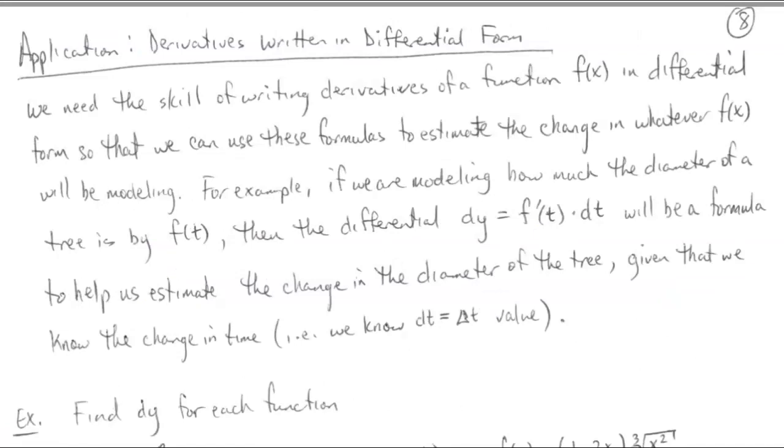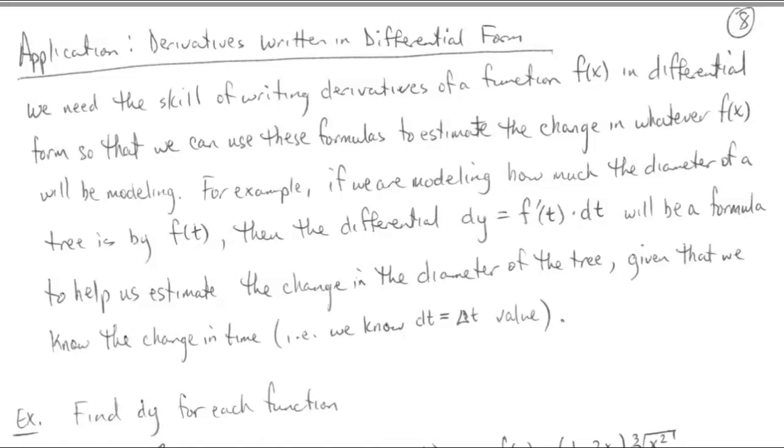So in this next set of examples here, what we're trying to do is get practice rewriting derivatives in differential form. Okay, or in other words, using derivatives to come up with a differential form for a function. And so we need the skill of writing derivatives of some function in differential form so that we can use those formulas in modeling. Okay, so we're going to have some word problems that come up later on in this video, where we're actually going to have to use the differential form to be able to model the situation that we're talking about.